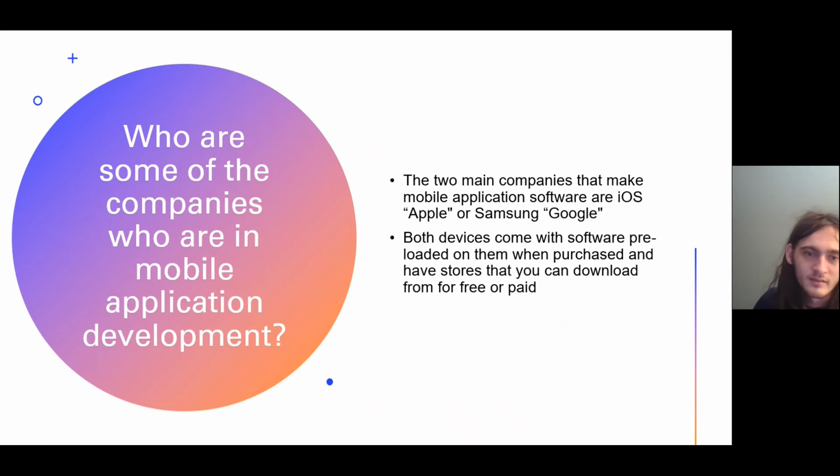What are the main companies that are into mobile application development? Those are Apple and Samsung. Apple has iOS and Samsung has Google, two of the biggest companies in the world. Most of the time when you're going to make an app, or an app is getting published, it's going to be published to one or the other or to both of them. And even when you buy these phones or iPads, they usually already have mobile applications installed, and you will also download from their stores, depending on which one you have bought.